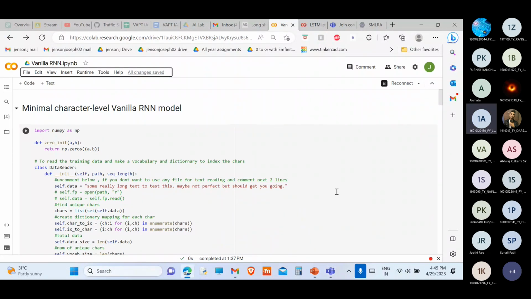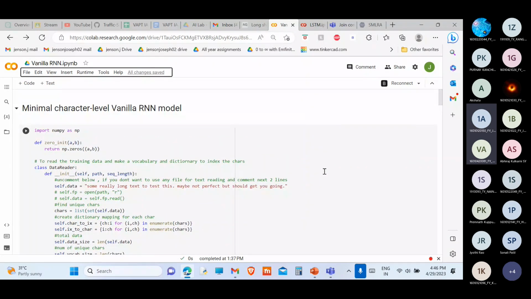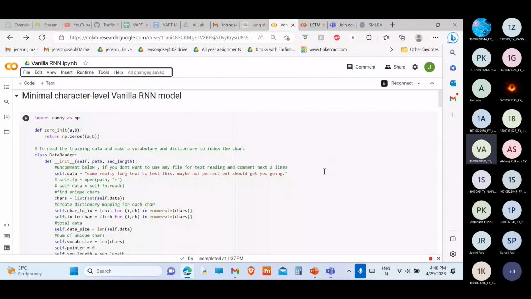You can see my screen, right? Yes, yes, Jenson. Yes. I'm just saying this to the people here.